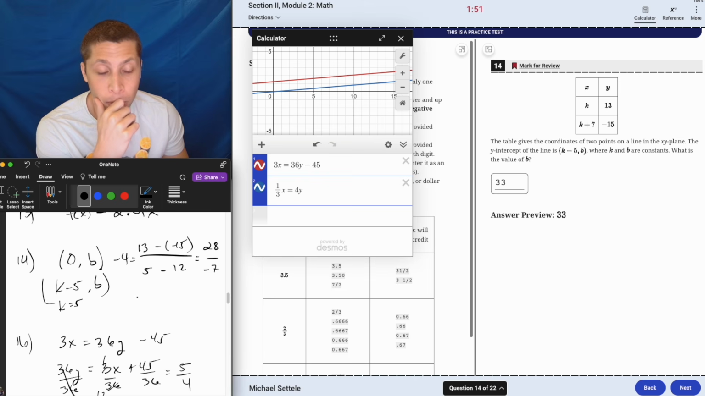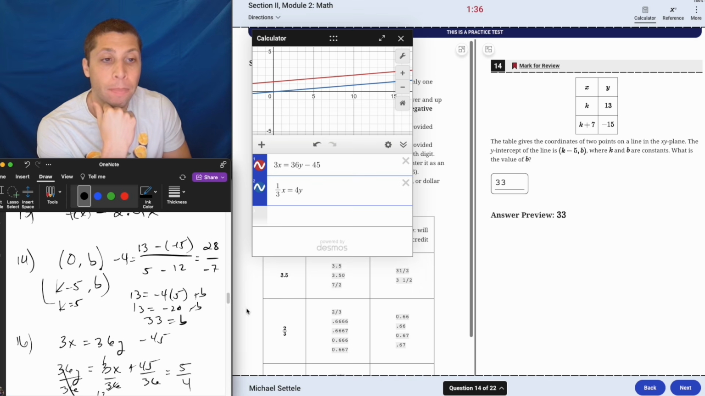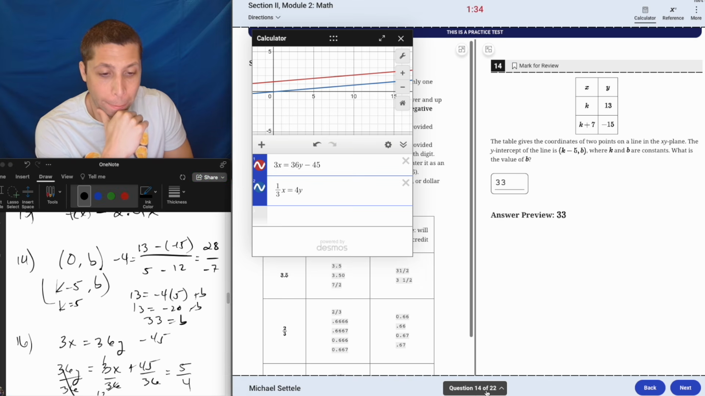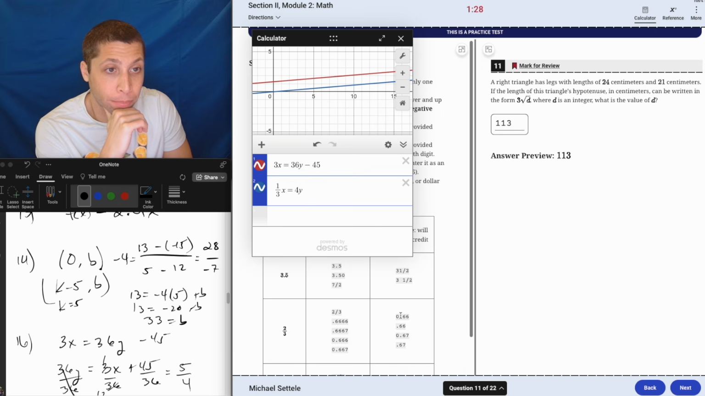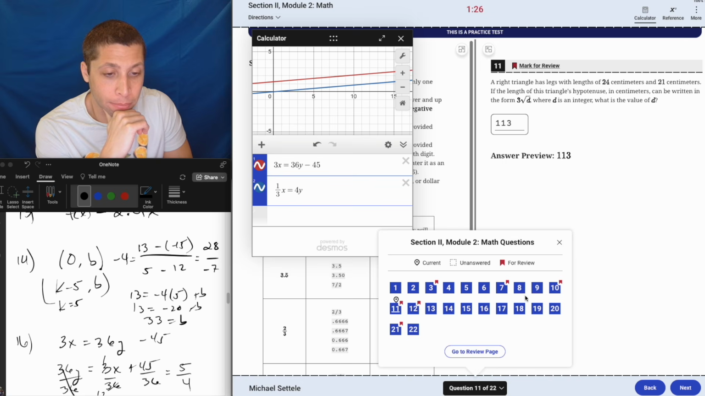So 13, y equals mx plus b, m equals negative 4. X is 5 plus b, so 13 equals negative 20 plus b, so add 20, 33 is b. Same answer. Cool. I feel good about that.